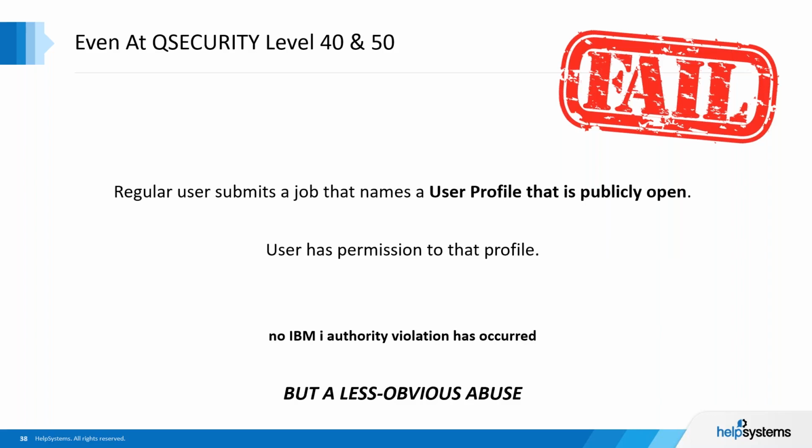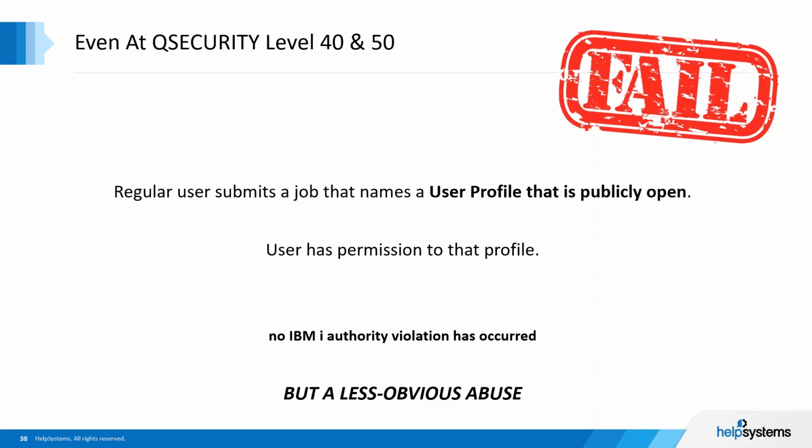Also under level 40 or 50, a regular user, in other words, a non-ALLOBJ profile, can also potentially run a job as another user. And they can do this based on the premise that a user profile, as an object, has a public authority associated with it, just like a file or a program. And if that public authority is wide open, then it's important to understand that the user is well within their rights to run a job as that user. Again, no authority violation has occurred in the eyes of the operating system.